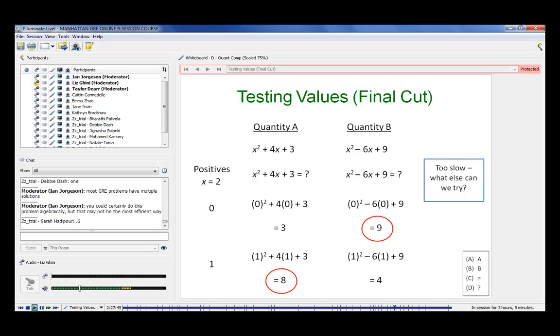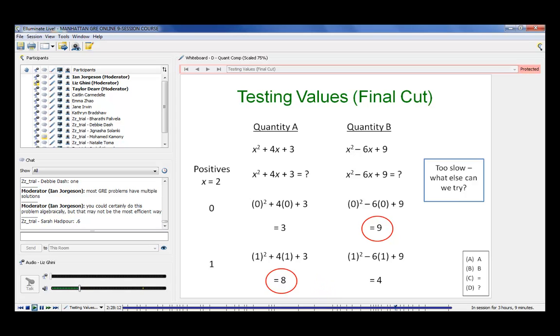Okay. Yeah, what you would do is set them equal to each other and solve for x, and then you could subtract the x squared from both sides. If you can prove that sometimes they're equal, and sometimes something else, then you would get D. But here, this is enough. If sometimes one is greater and sometimes the other is greater, the answer has to be D. Okay? The answer has to be D.